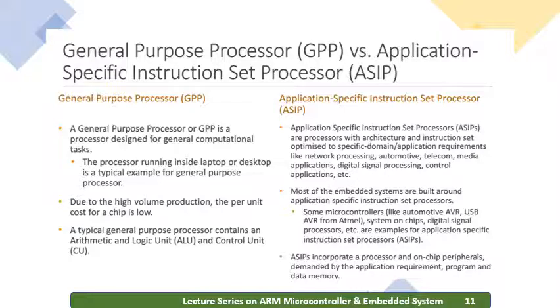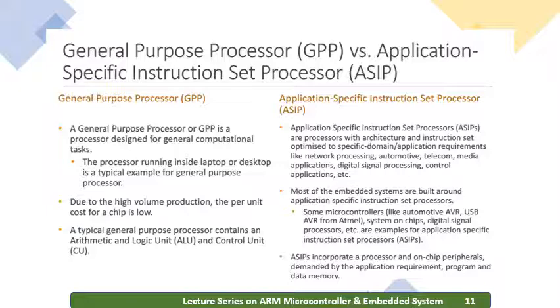So when we talk about a general purpose processor and an application specific processor, we'll differentiate them with respect to this. A general purpose processor is nothing but a processor designed for general computational tasks. Whereas an application specific instruction set processor, that is ASIP, is a processor with architecture and instruction set optimized to the application requirements. Here the applications include network processing, automotive, telecom, media applications, DSP, and control applications.